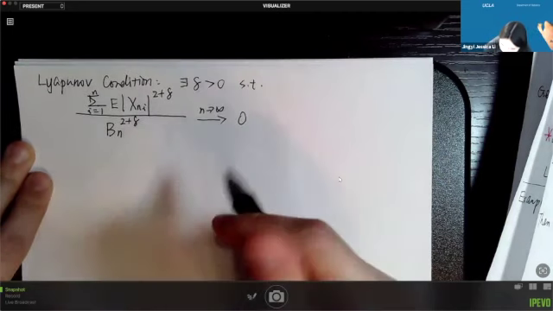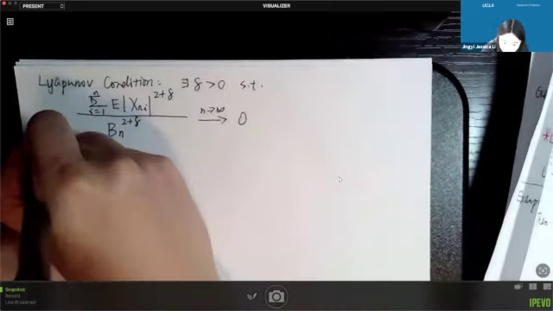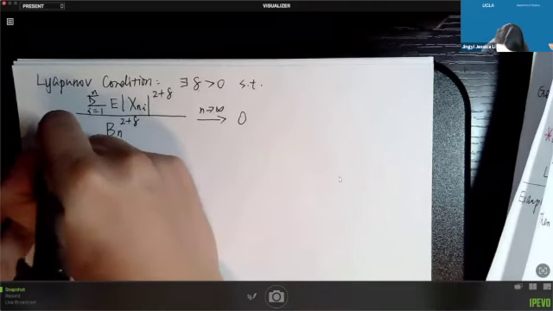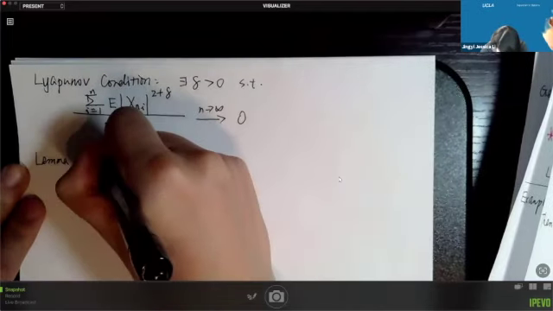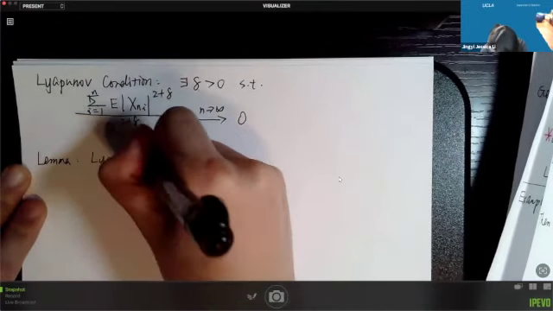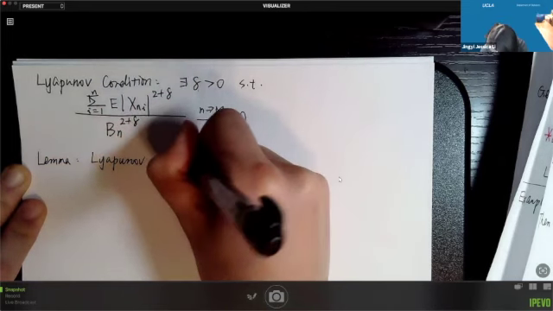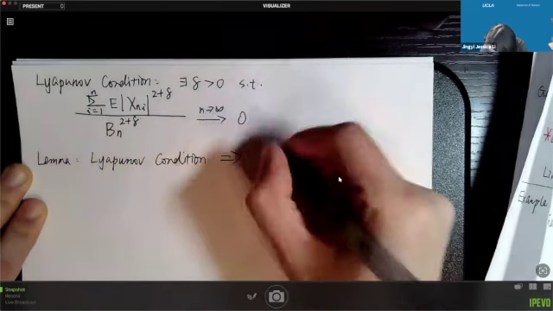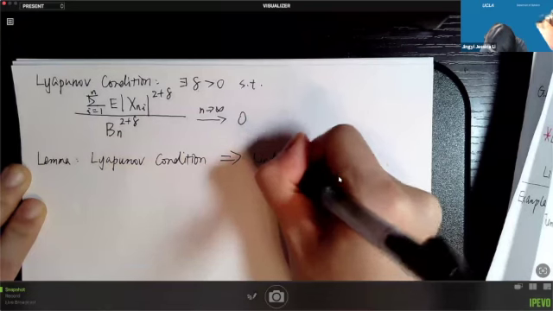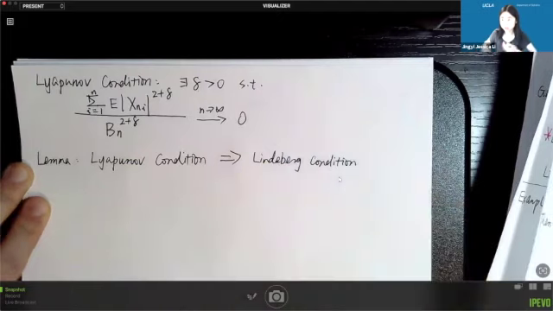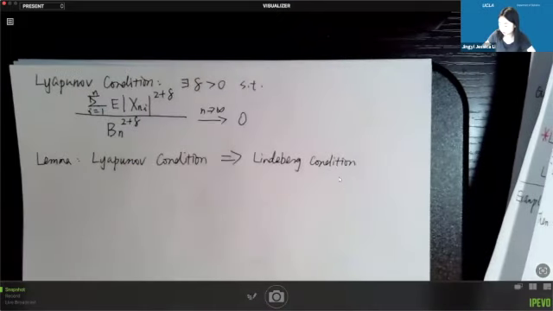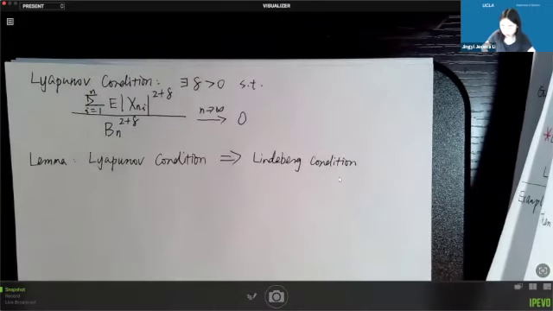So here is the important result. We call this a lemma. And this lemma is saying that the Lyapunov condition implies the Lindeberg condition. And because of this, you can go from the Lindeberg condition to have asymptotic normality by the Lindeberg-Feller Theorem. So that's why we can check this. If that's more convenient, we do it.